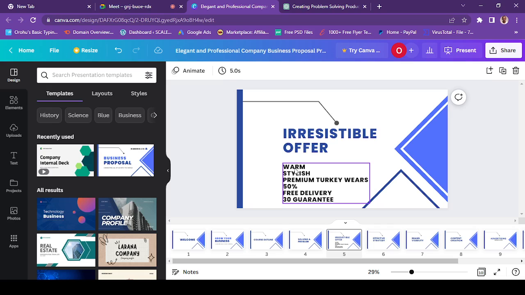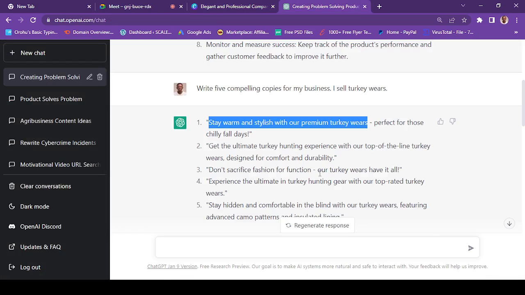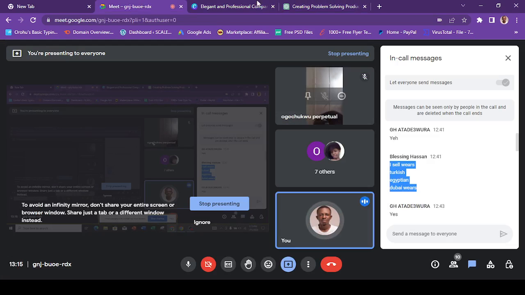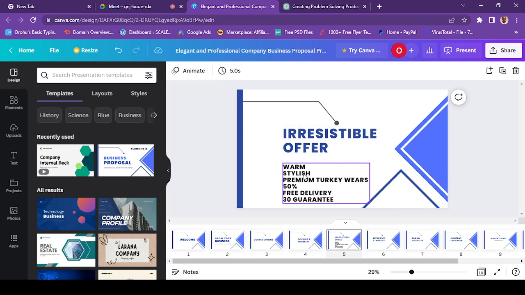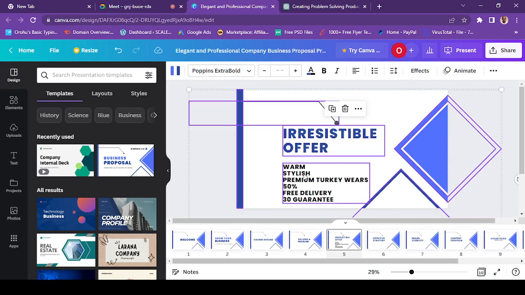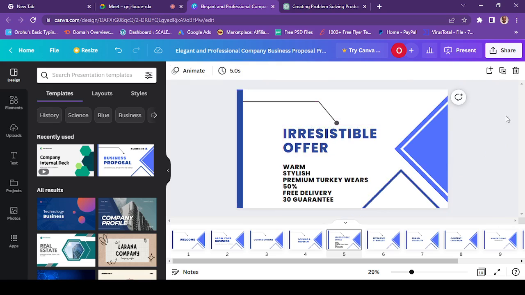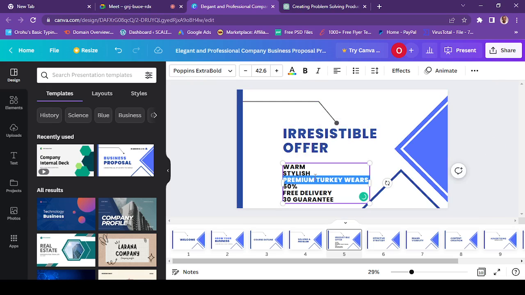So people will get to know that this is what this person is saying. So I can decide to, do you know you can get our turkey wears, and I can drop these first 2, 3 features saying you can stay warm. Okay, let me use this AI to create something, since we are being practical.